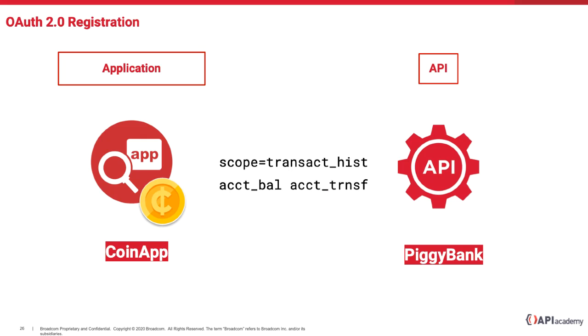It's also important to note that the resource scope that CoinApp is permitted to access is determined here at registration. API program administrators at Piggy Bank will decide the appropriate scope for third-party entities like CoinApp. We'll discuss scope a bit later in this video.